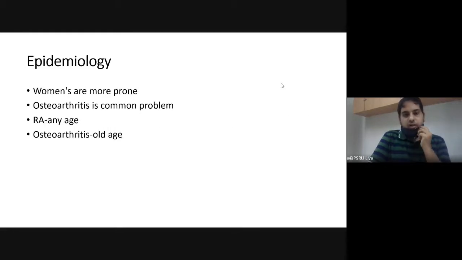So these are the etiology. Epidemiology: if you ask which population is more affected by these arthritis, of course women are more prone to the development of rheumatoid arthritis. Also, joint problems are more common in women. The reason is their makeup; female hormones like estrogens are contributors.